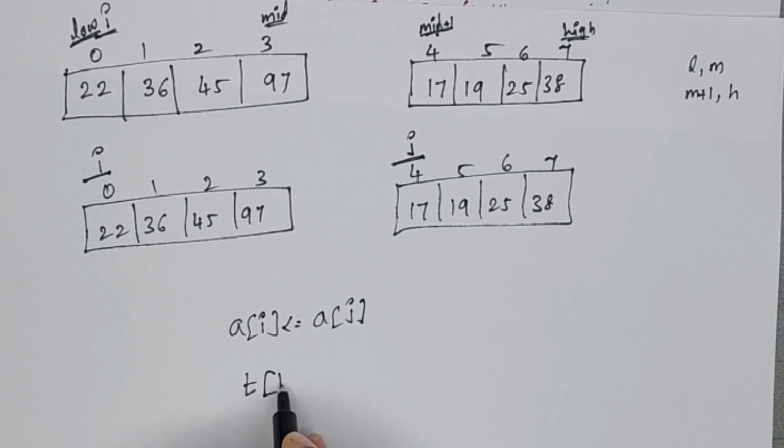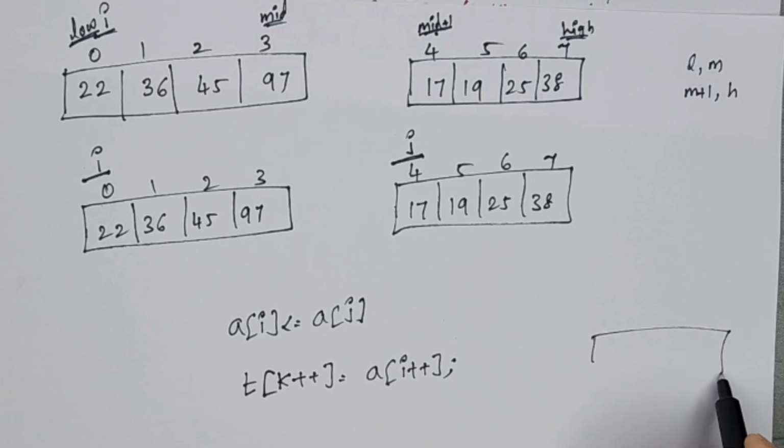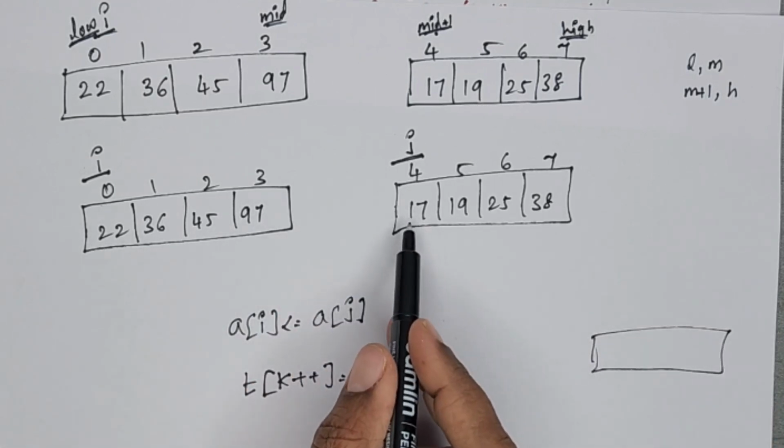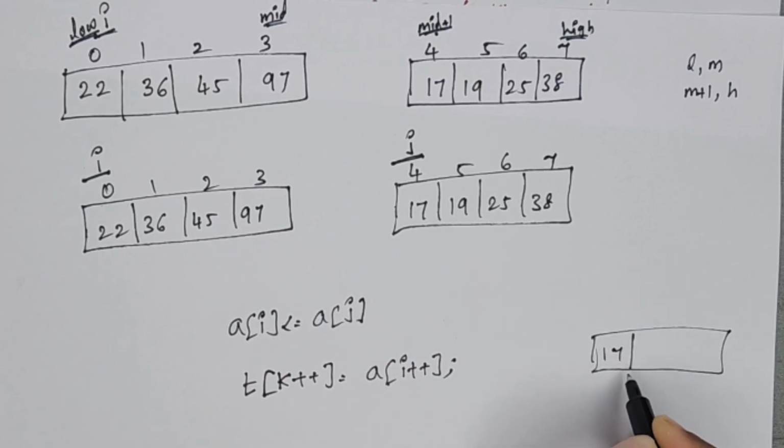Okay. Now T of K++ equals A of I++. See, the ith element is copied to the temporary array. Here we are not using any for loop, so every time we have to store in the next position. For example, this is one temporary array. Which one is the smallest element, 22 or 17? 17. The next element I have to store in the next location. That is the reason every time we have to increment K. K is the index for this array. And the ith element we have to copy.